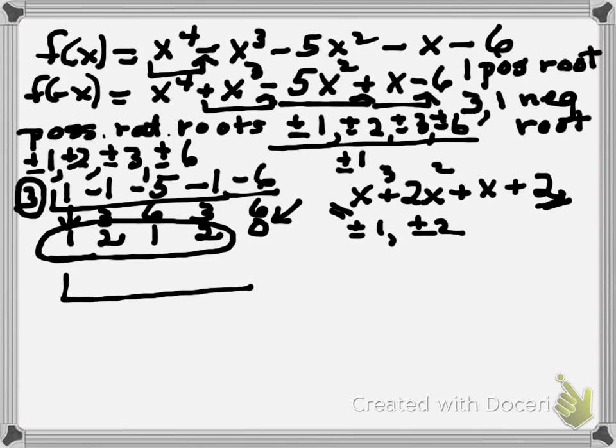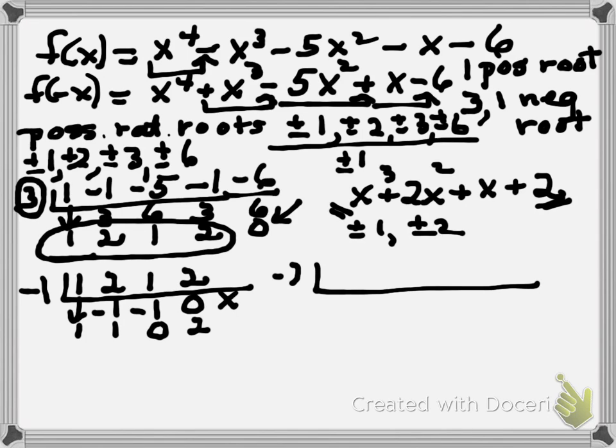So I might as well just try the negatives. Try negative 1. I have 1, 2, 1, and 2. So bring down the 1. 1 times negative 1 is negative 1. Negative 1 and 2 is 1. Multiply is negative 1, 0, 0 here, and this is not a solution.